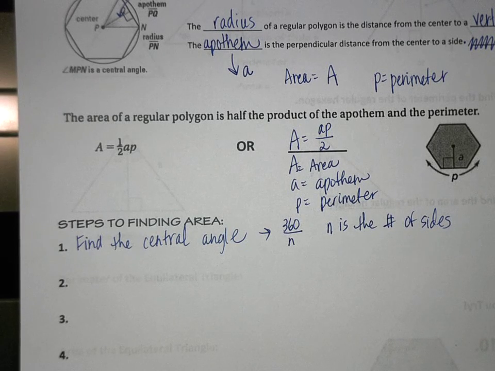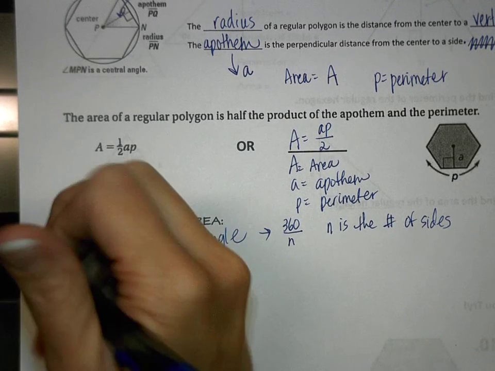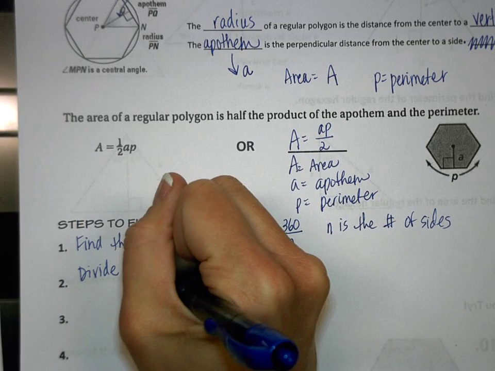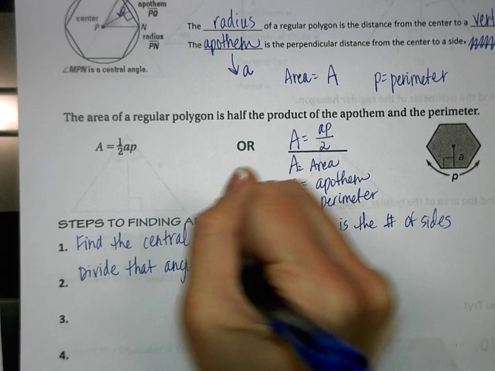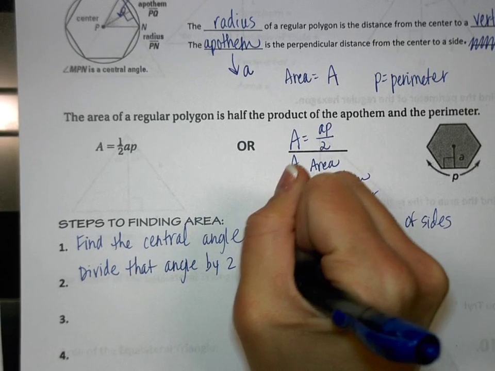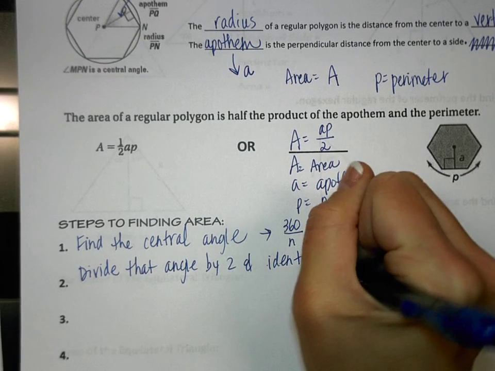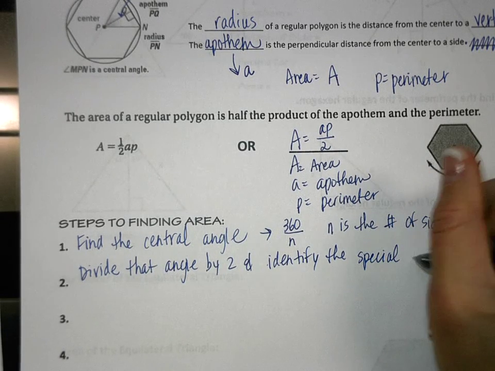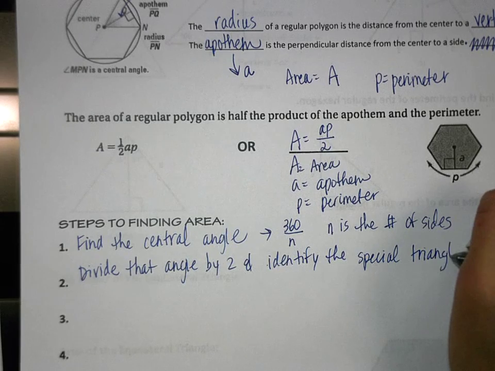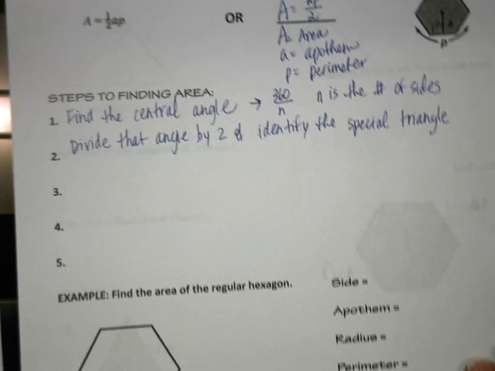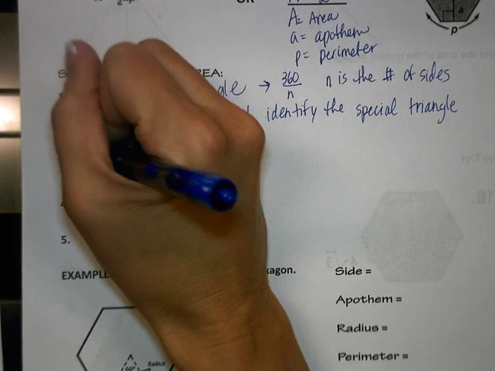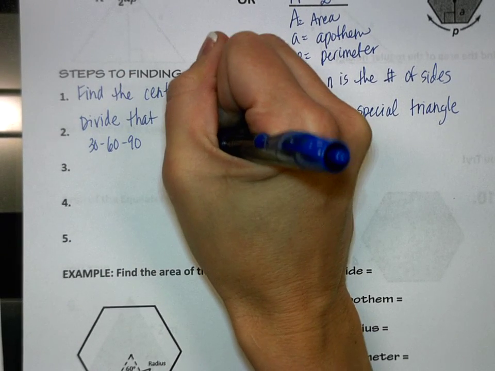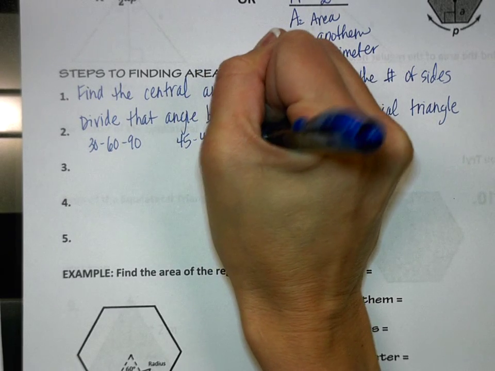Okay, step 2. Divide that angle by 2 and identify the special triangle. Do you guys remember what kind of special triangles we know about? We are going to use mainly 30, 60, 90 triangles, but there also are 45, 45, 90 triangles.